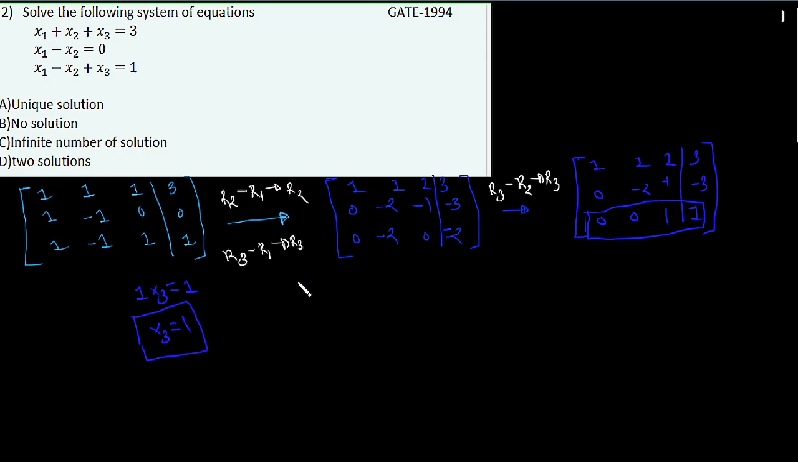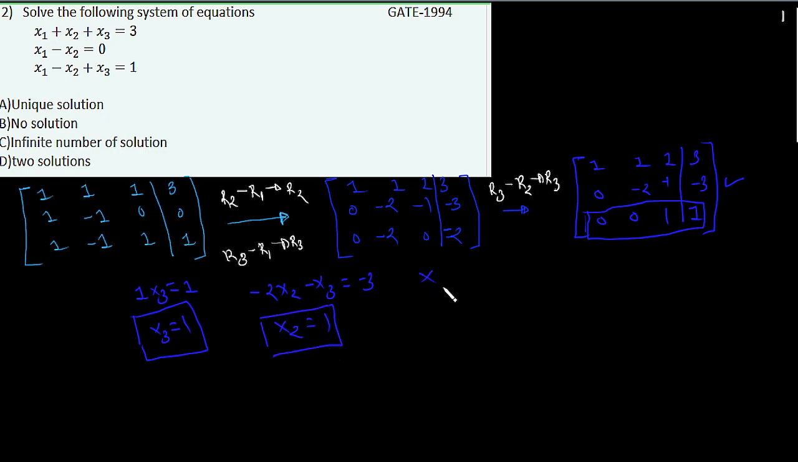In a similar way, if we go to the second row, we get minus 2x2 minus x3 is equal to minus 3. But we know x3 already, so let's put it here. It's minus 1, which becomes plus when it goes to this side, and it's minus 2. Okay, then x2 is again 1.